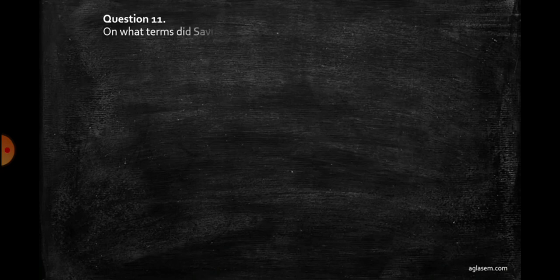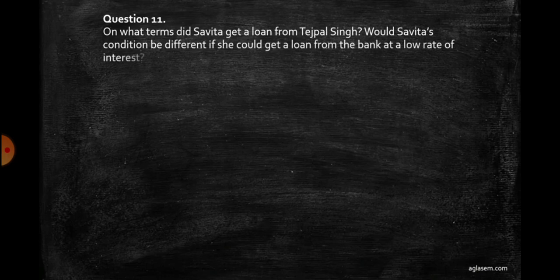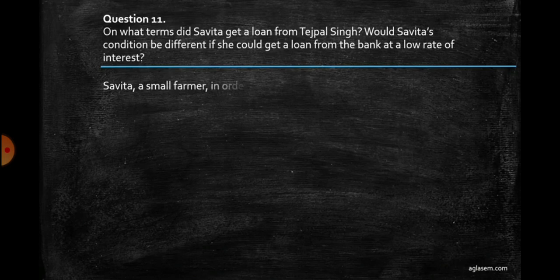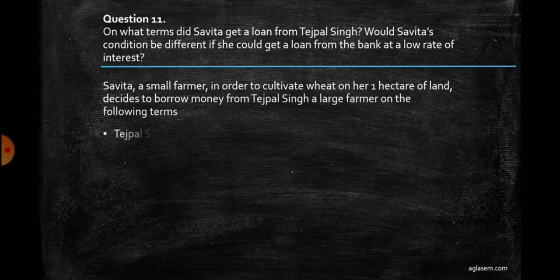11th question. On what terms did Savita get a loan from Tejpal Singh? Would Savita's condition be different if she could get a loan from the bank at a low rate of interest? Answer is: Savita, a small farmer, in order to cultivate wheat on her 1 hectare of land, decided to borrow money from Tejpal Singh, a large farmer, on the following terms.